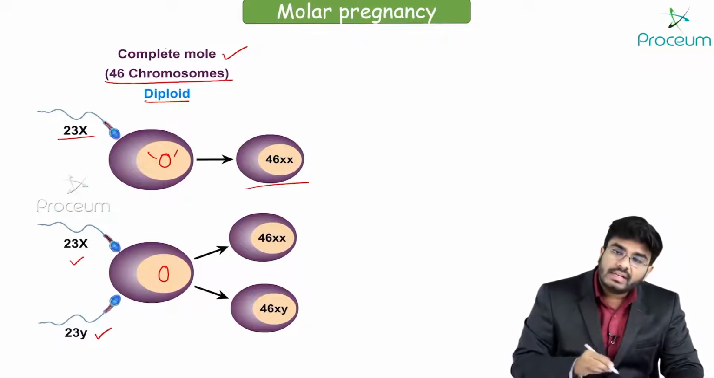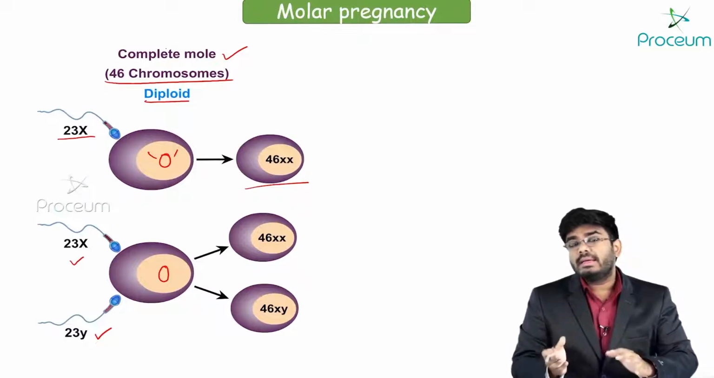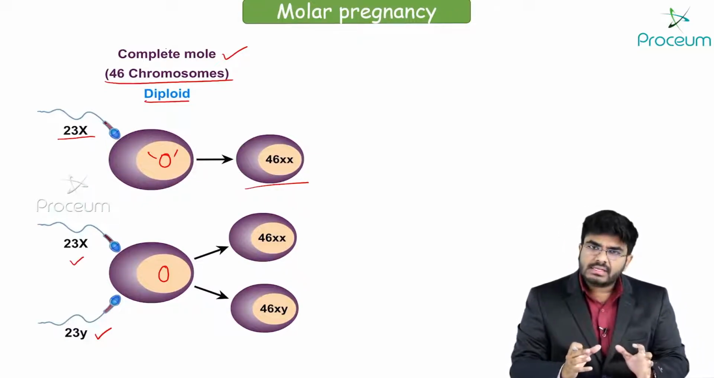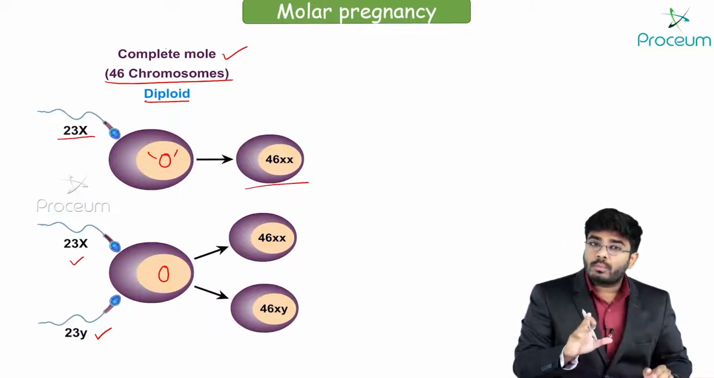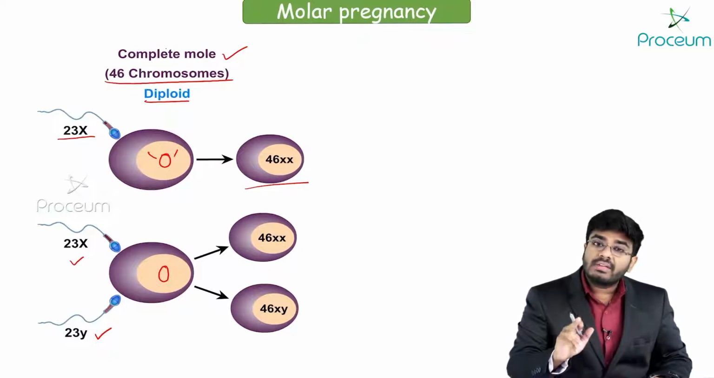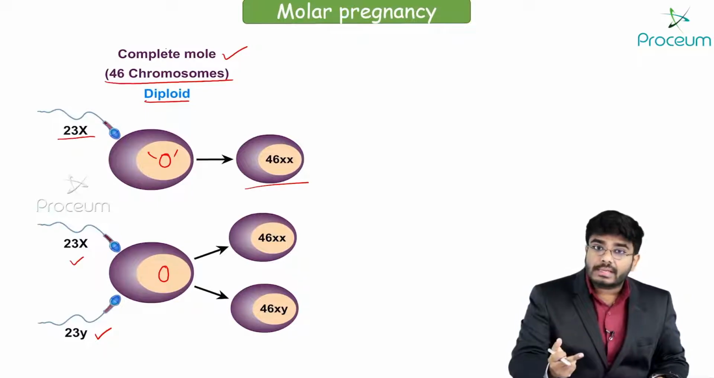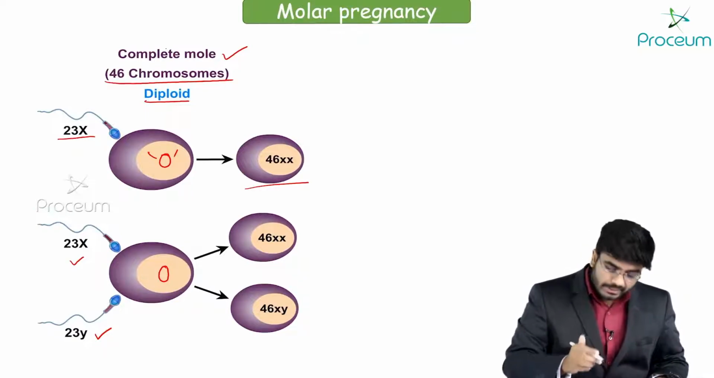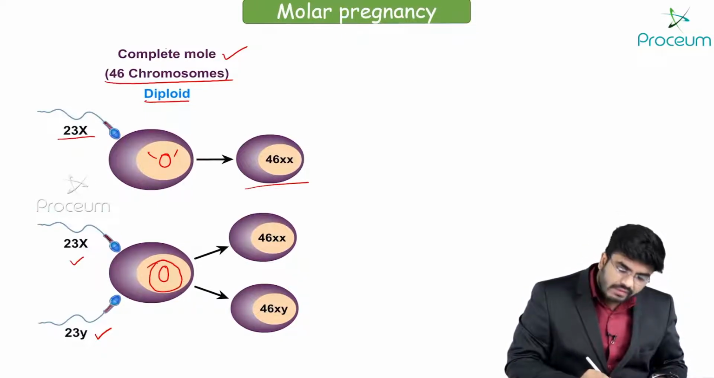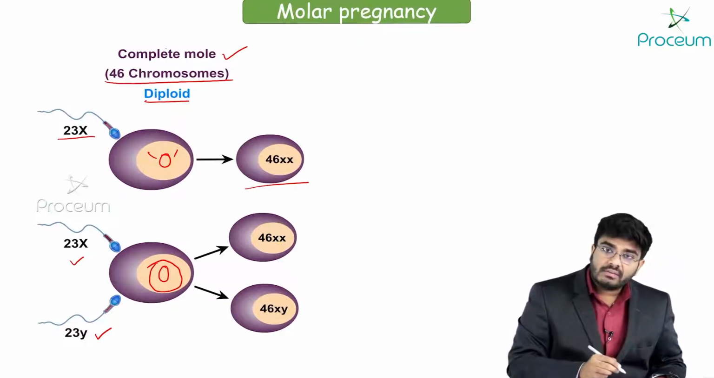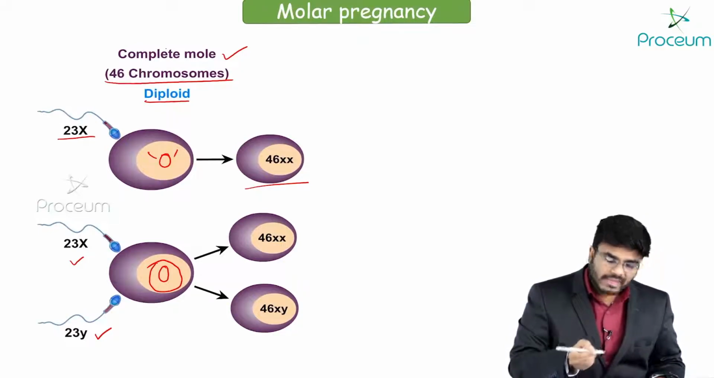Okay, now if it is fertilized by two sperms, you might be thinking, sir, this is a condition which is similar to partial mole. No, in partial mole it's a triploid condition where the ovum is having genetic material. But this is a complete mole where the ovum is having no genetic material. Now it's getting fertilized by two sperms very rarely.